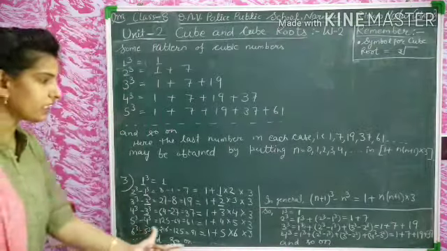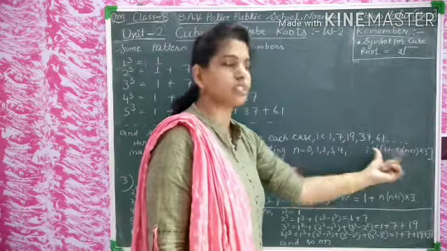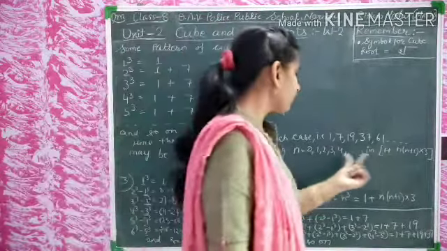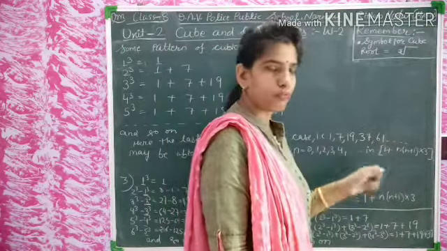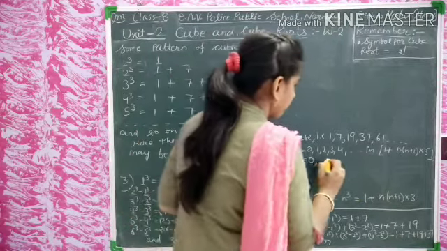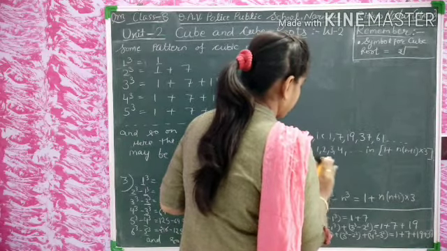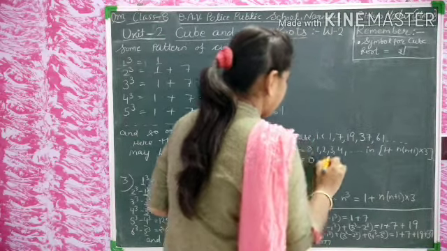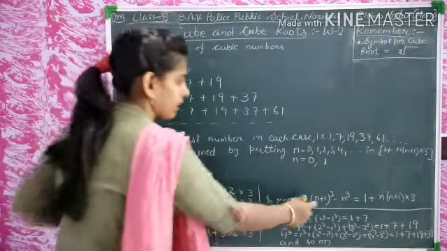In general, this method is for n equal to 0, 1, 2, 3, 4 in this number. In this, we can put here n equal to 0. Then we get here, let's see here. N is equal to 0. This is 1.